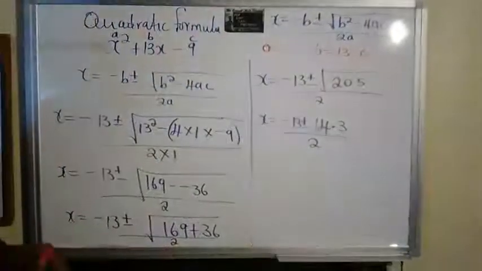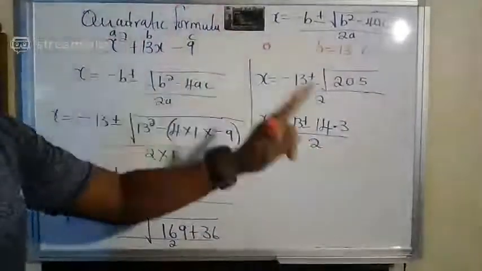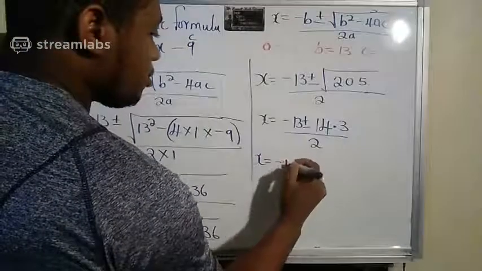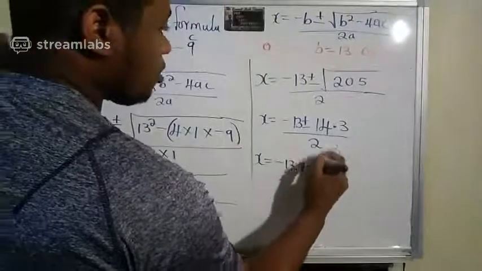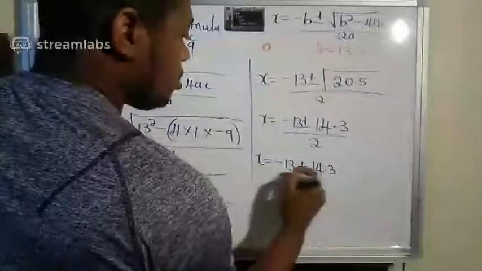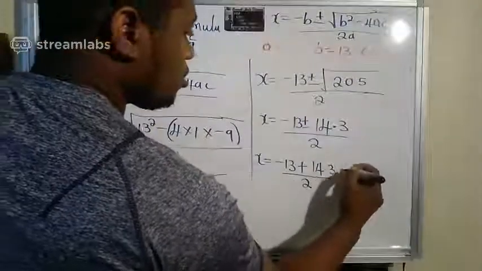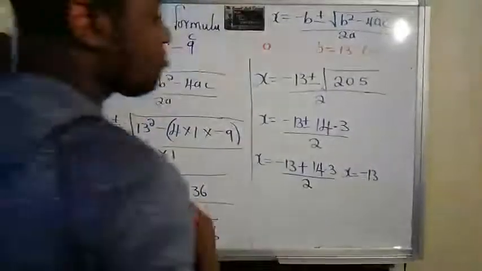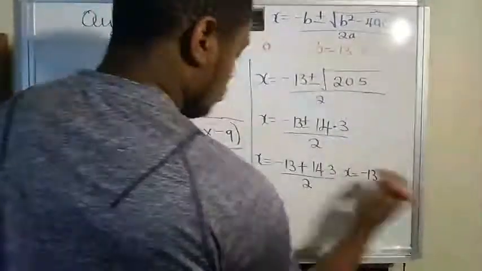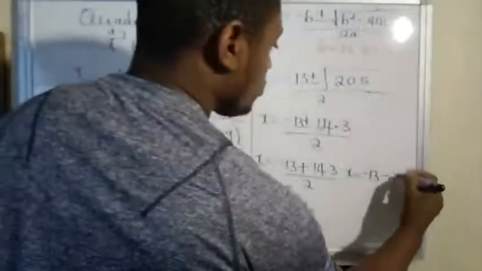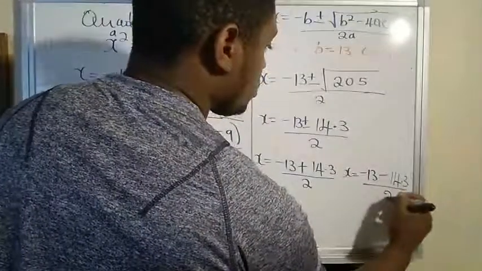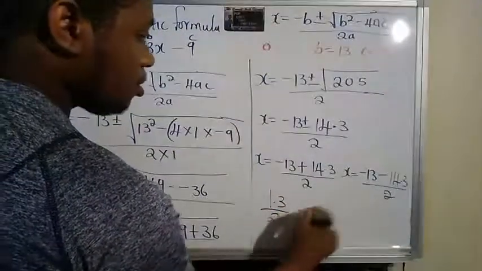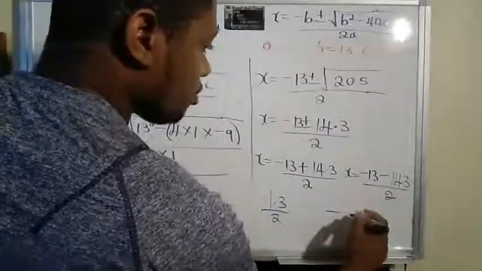Alright, so now, with the plus or minus, you have two solutions. So first, x equals minus 13, take the plus first, 14.3, and divide it by 2. And then similarly, x equals minus 13, changing the sign, minus the 14.3, and divide by 2. So this is going to become negative 27.3 divided by 2.